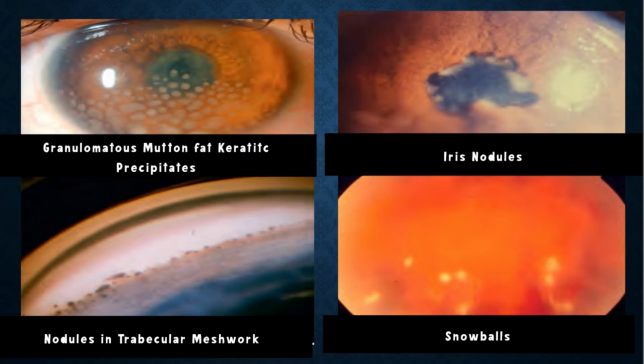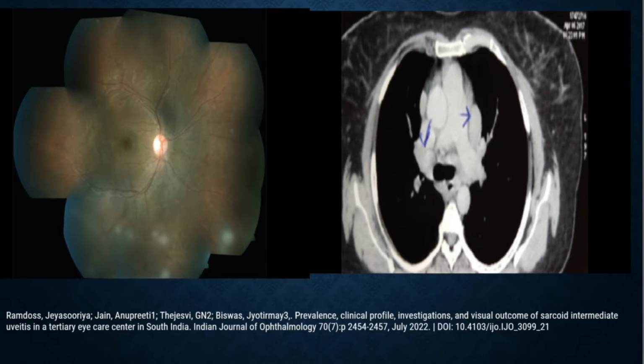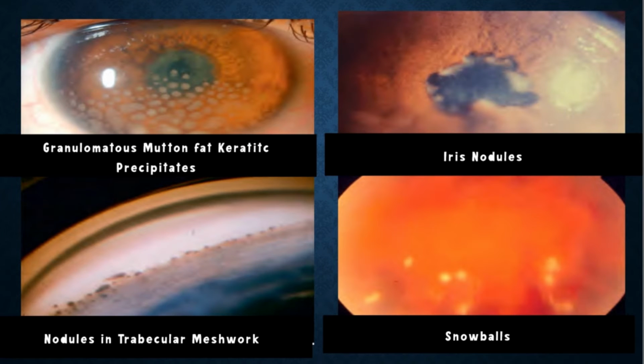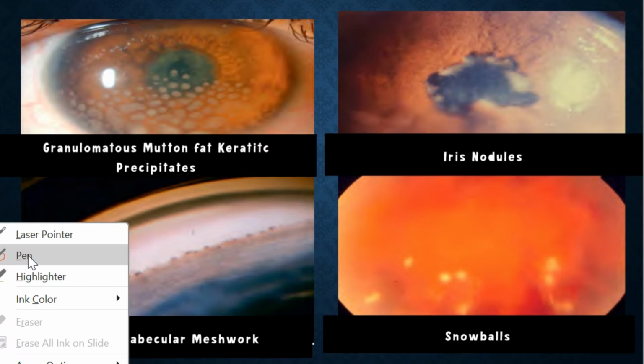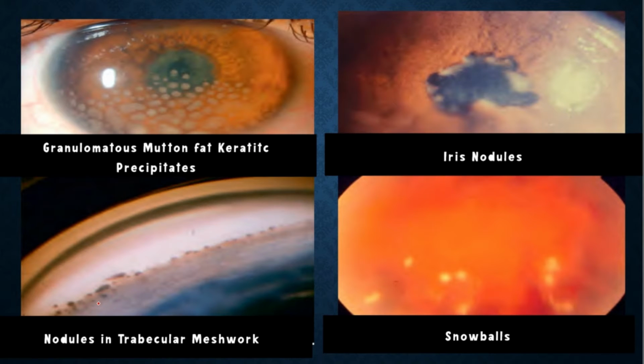So you can see those granulomatous mutton fat keratic precipitates. Apart from that, you can see sarcoid nodules in the iris. You will also see nodules like this. And what is seen in sarcoid is that you will see the sarcoid nodules to be present even on the trabecular meshwork. Apart from that, really tall peripheral anterior synechiae will be seen in case of sarcoid.